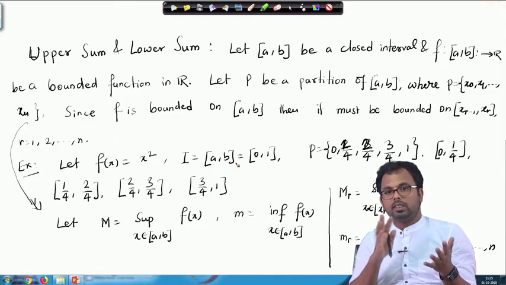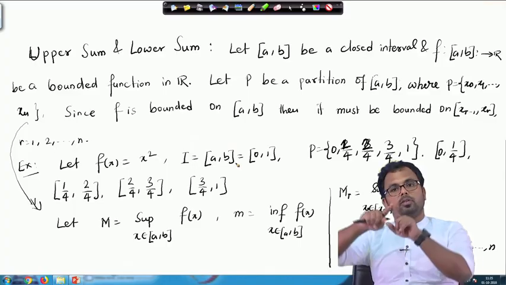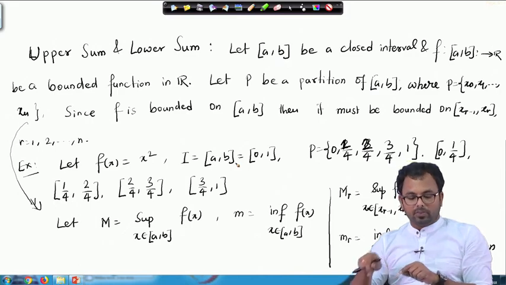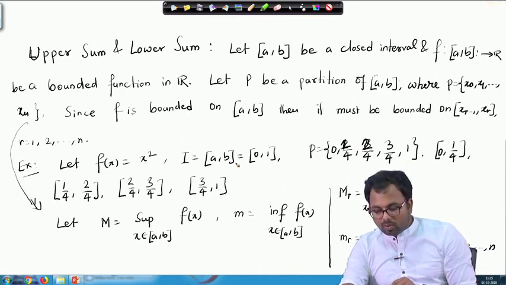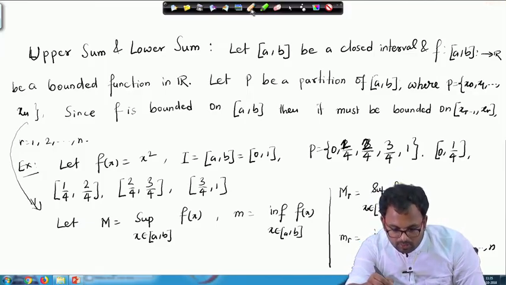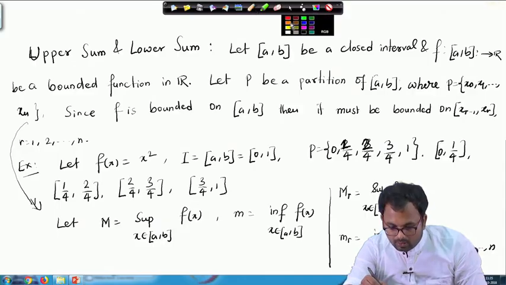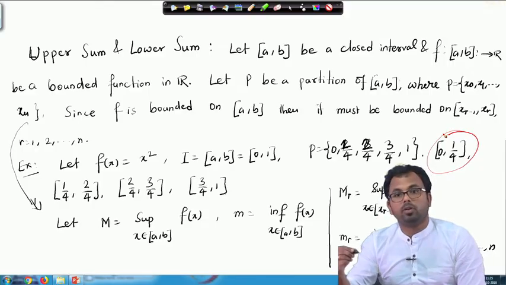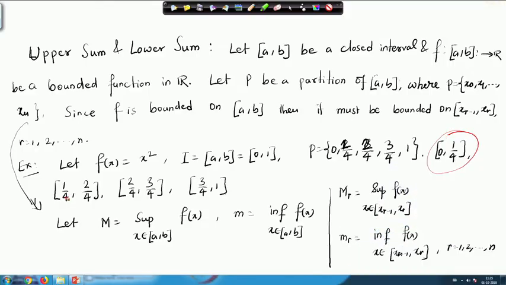Now, there is a relation between the lower and upper bounds on the whole interval and the lower and upper bounds on each of these subintervals. On the small subinterval 0 comma 1 by 4, the lower bound is 0. However, the lower bound on the interval 1 by 4 to 2 by 4 is 1 by 16. Similarly, the lower bound on the next interval is 1 by 4, and so on.